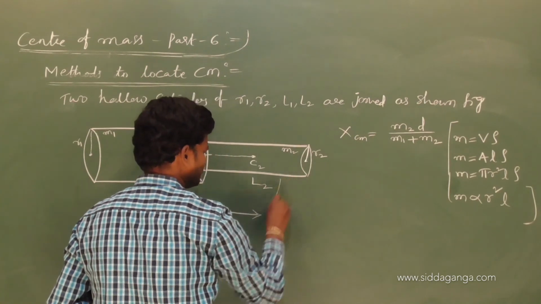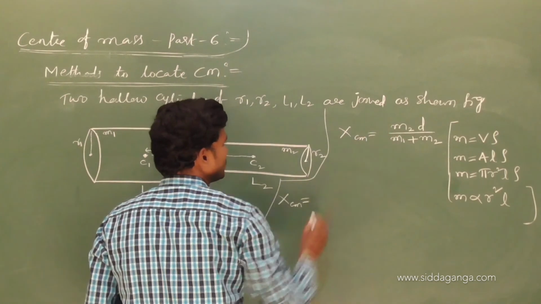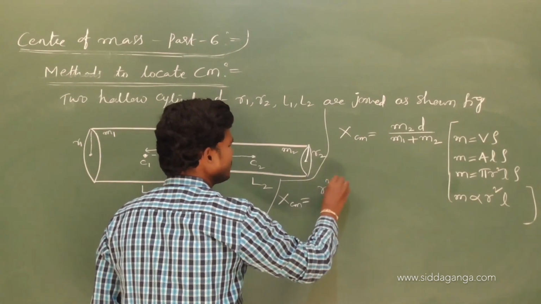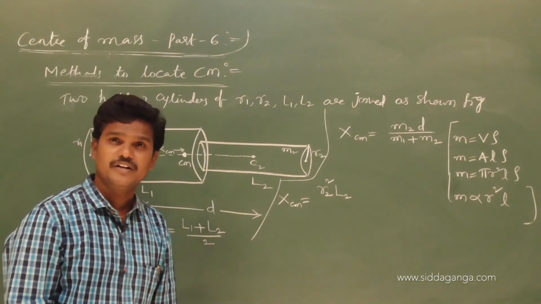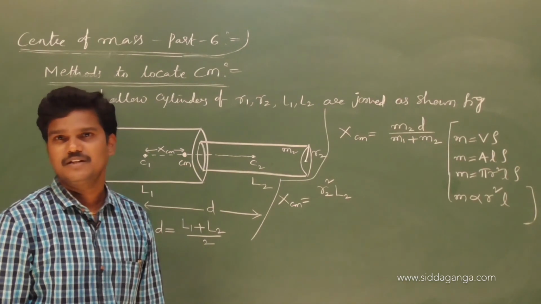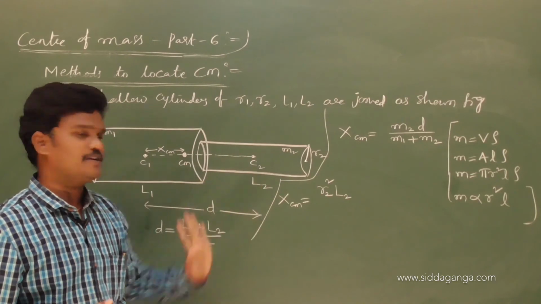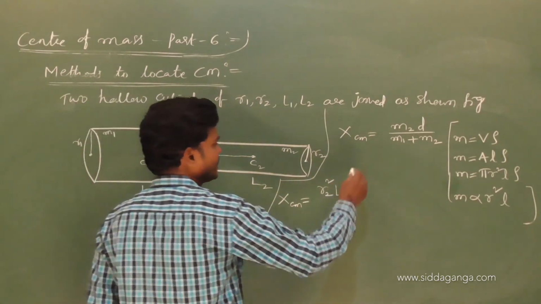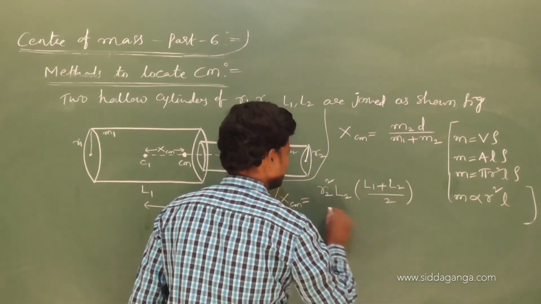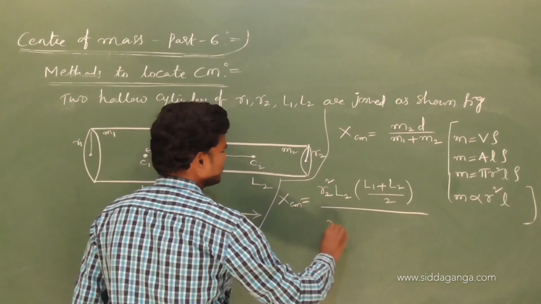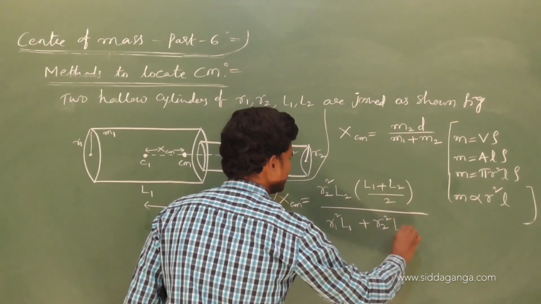Now, wherever the mass is, you write like this. XCM we can write: XCM equals M2. What is M2? M2 is nothing but R2 square L2, because M varies with respect to radius and length of the cylinder. Some constant terms are there that will come in the numerator and denominator and cancel out, so I don't want them right now. R2 square L2 into D. What is D? L1 plus L2 by 2, divided by M1. What is M1? R1 square L1. What is M2? R2 square L2.